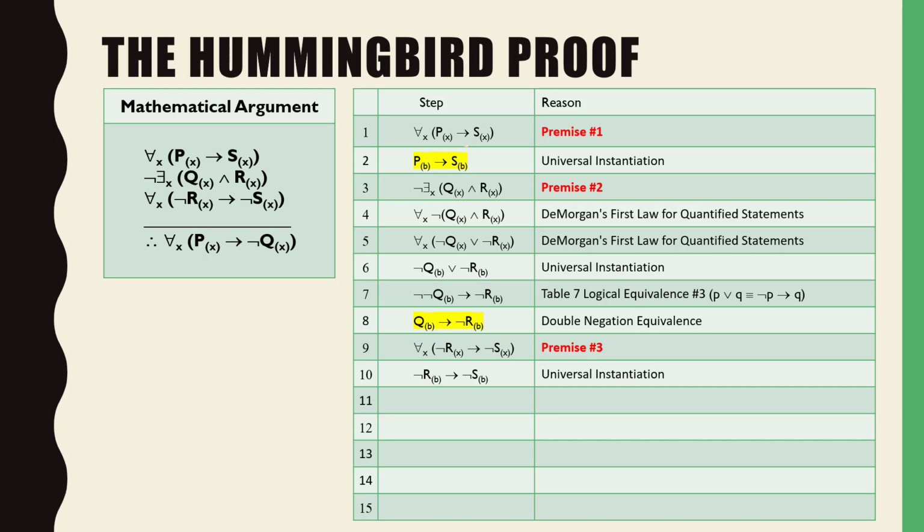Because you notice we have the same variable right here that we have here. And notice they both have to be exactly the same. If one of those was a not R and the other one was an R, they're not the same. They're 2 different things. So by hypothetical syllogism of line 8 and 10, we can get our next step, which is Q of B, therefore not S.